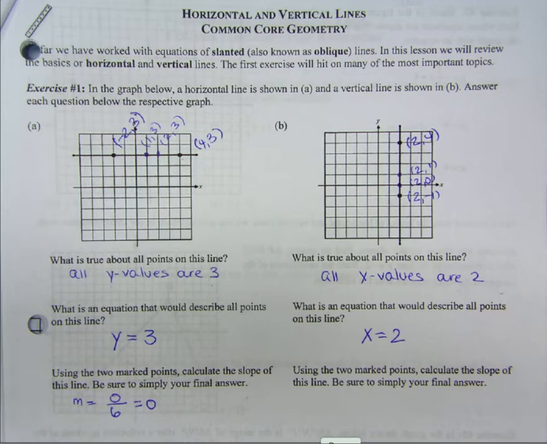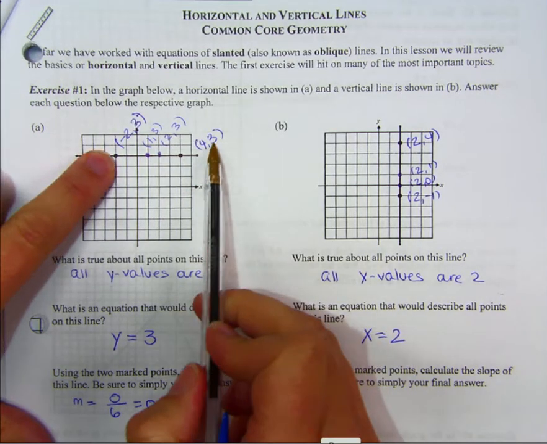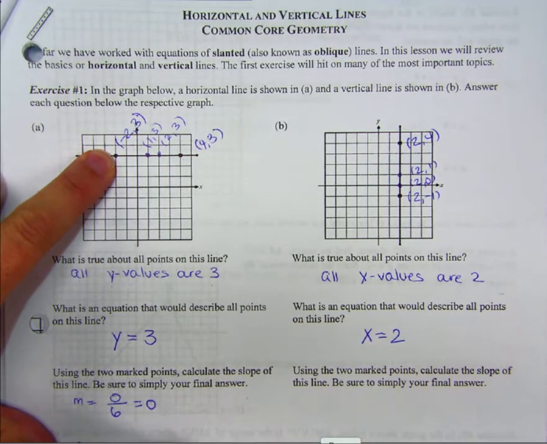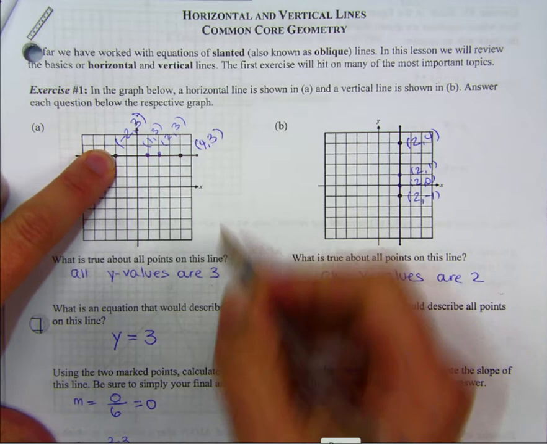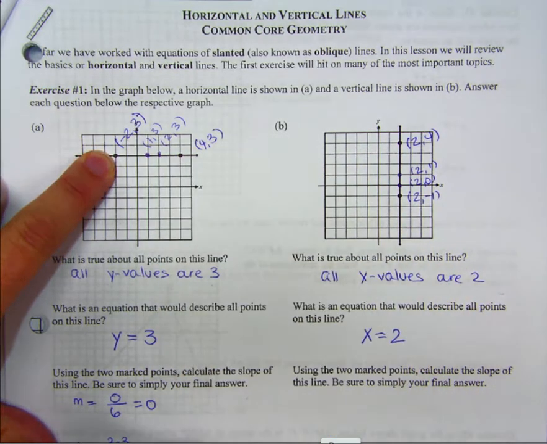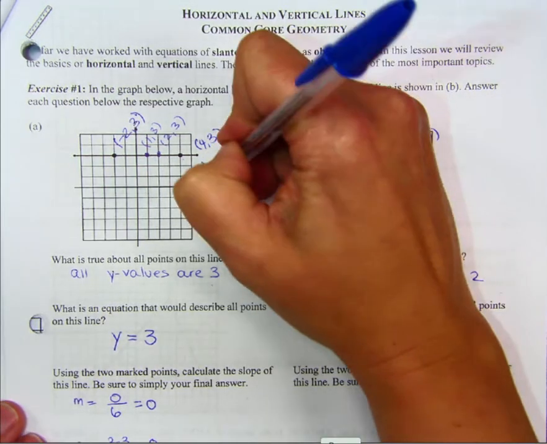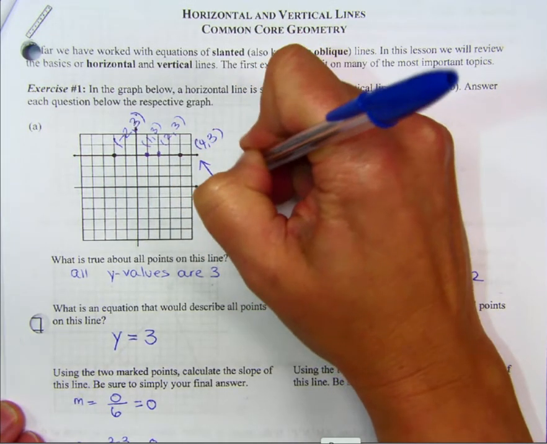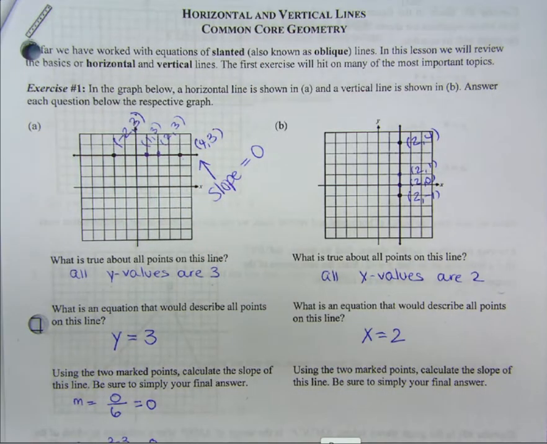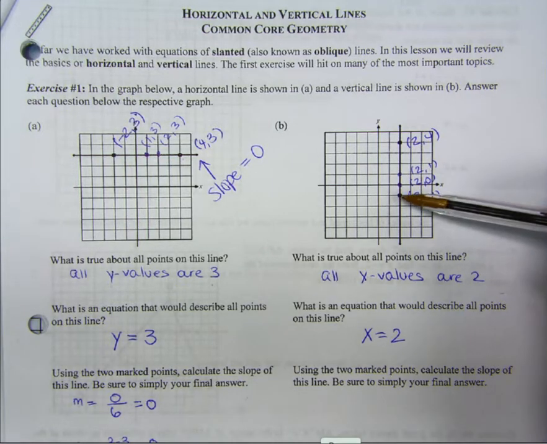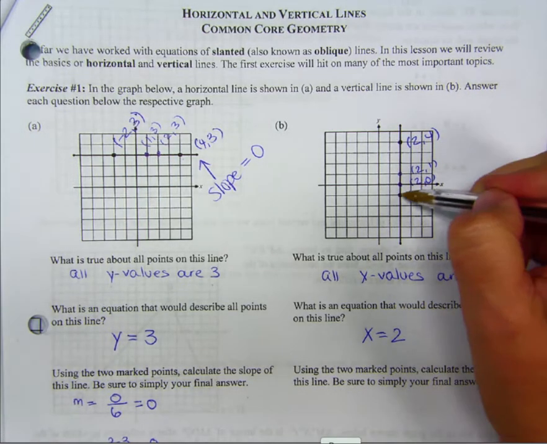And we can also do that using the coordinates. If we subtract our y values, we get 3 minus 3, and then on the bottom 4 minus -2 would be 4 plus 2. And we still get 0 over 6, which is 0. So the slope of this line is 0.